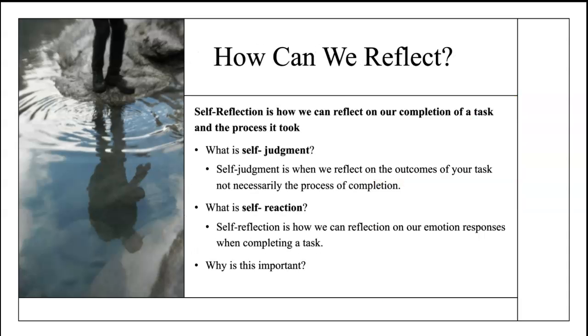How can we reflect? Self-judgment is important when we reflect on the certain outcomes of a task, not particularly the process itself. That's where self-reaction comes in. We can reflect on the emotional responses we had during the process of completing the task. These two forms of reflection are not the only two, but they are very important to the reflection process and understanding how to improve our productivity.